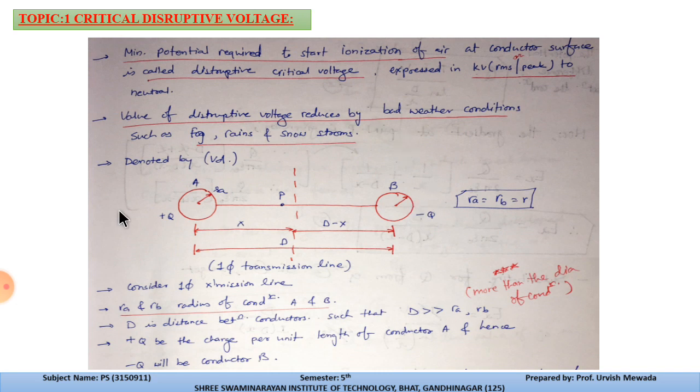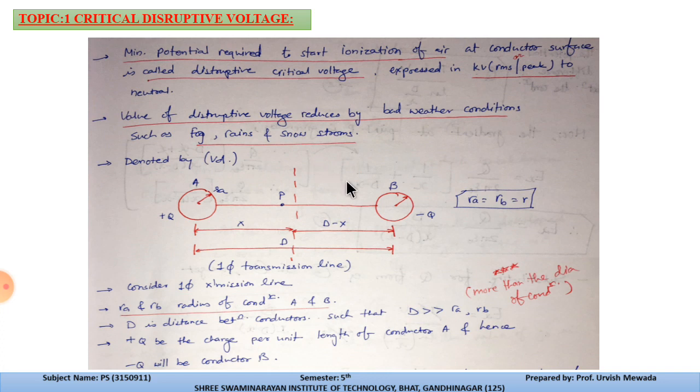These are the two conductors, conductor A and conductor B. The radius of conductor A is RA and the radius of conductor B is RB. This center line indicates the separation between the two conductors. The distance from the center to A is x and to B is d minus x. The total distance is d, that's why it is d minus x. Now RA is equal to RB, both radii are the same, so we can say R.